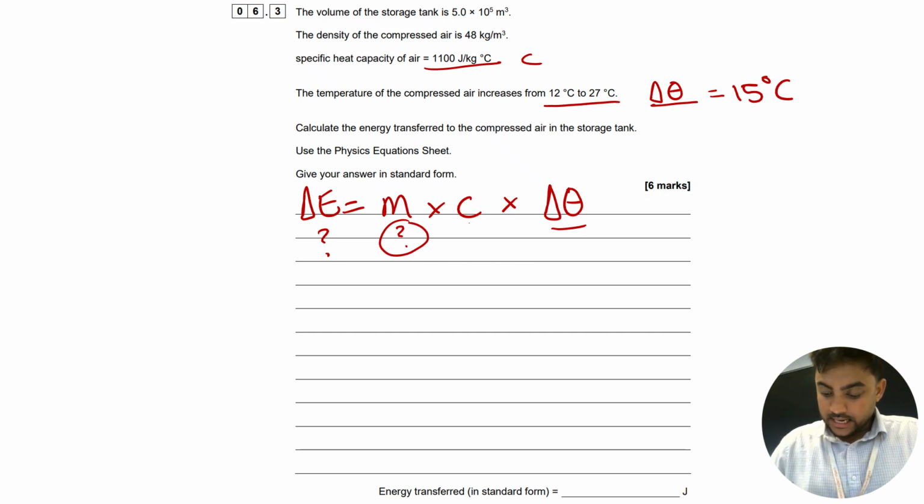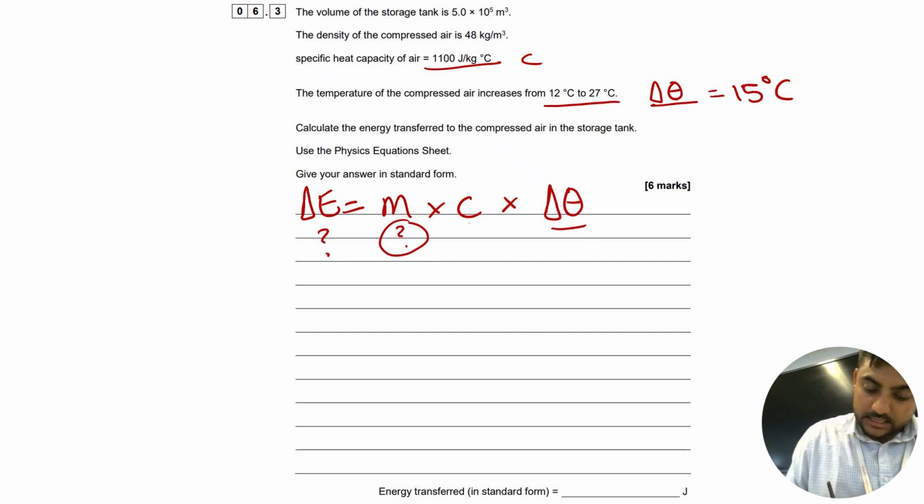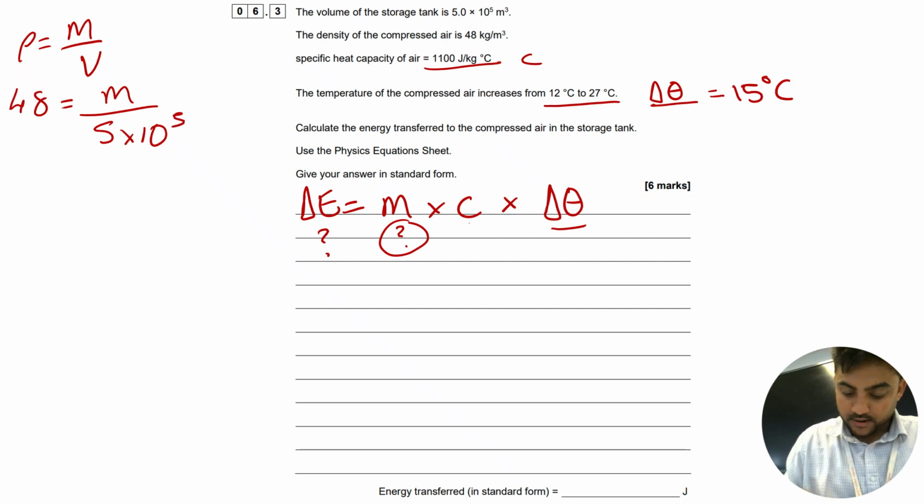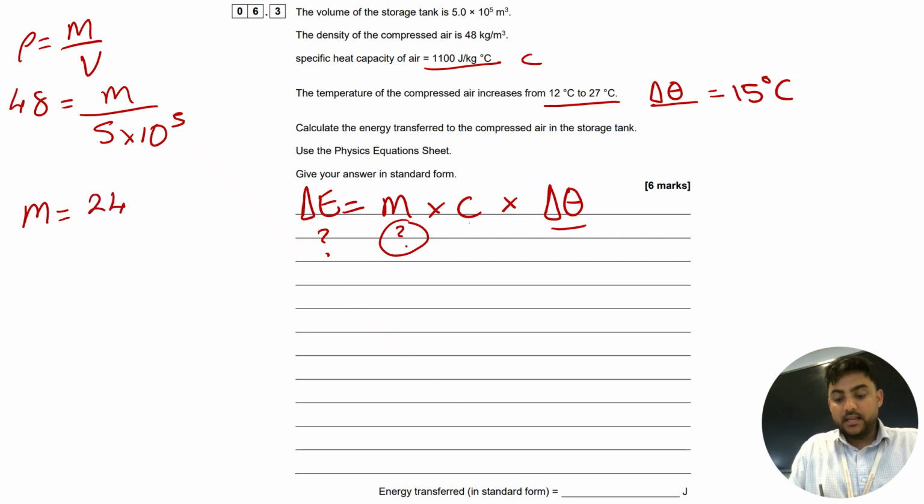There's a way to calculate the mass, using volume and density, because density is equal to mass divided by volume. Therefore, 48 is equal to mass divided by 5 times 10 to the power of 5. Thankfully, there's no conversions needed just yet. Mass is then equal to 24 million, or 24,000,000.